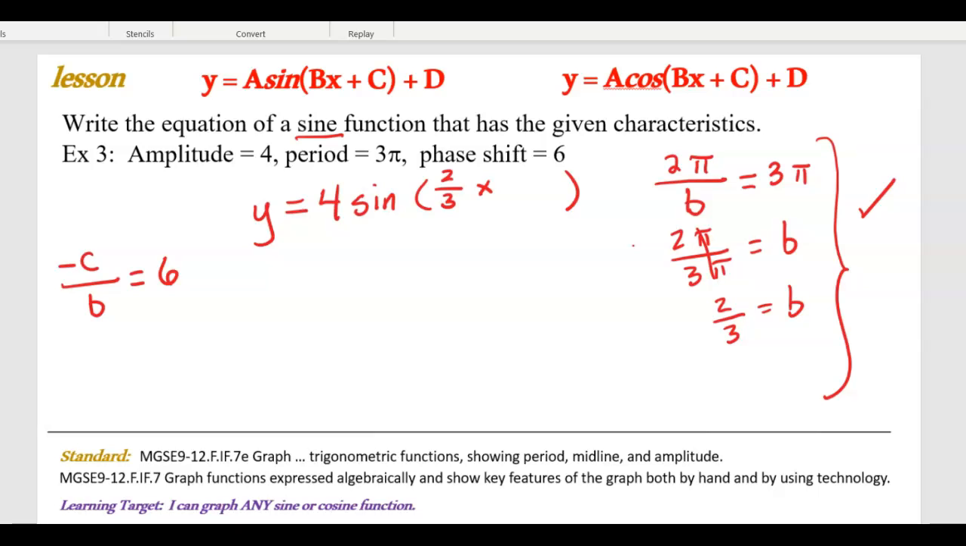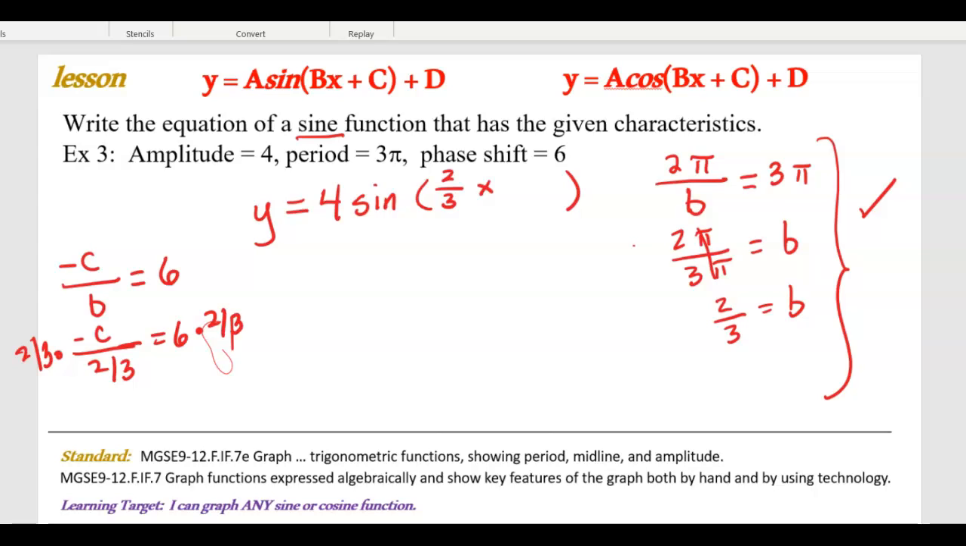We have to find b first, which we already found. So negative c over 2/3 equals 6. Now here's where you got to be careful. You've been doing all kinds of tricks and shortcuts. We are not changing this from dividing to multiplying. What we are doing is the opposite of division is multiplying. So if you multiply this side of the equation by 2/3, you have to multiply this side of the equation by 2/3. Let me write that again. That looks terrible. So you're going to multiply by 2/3.